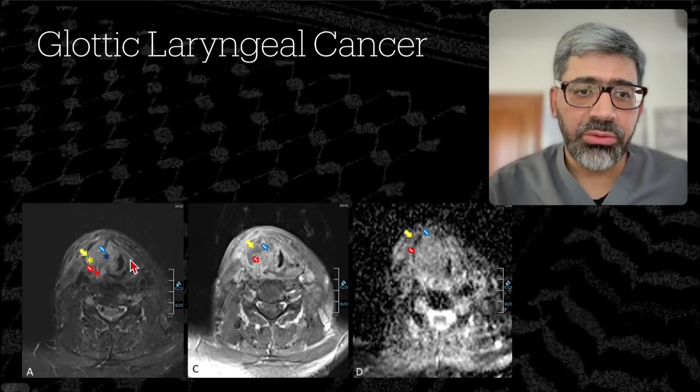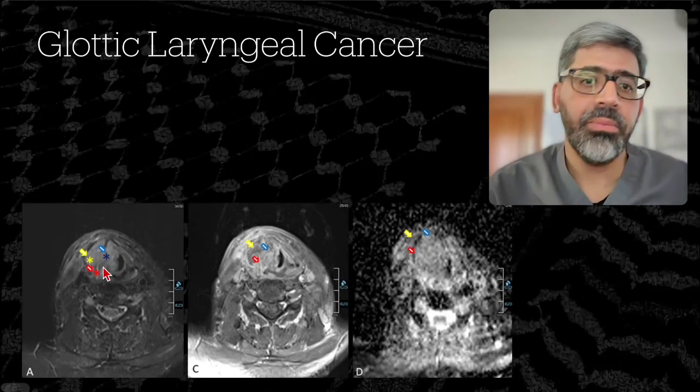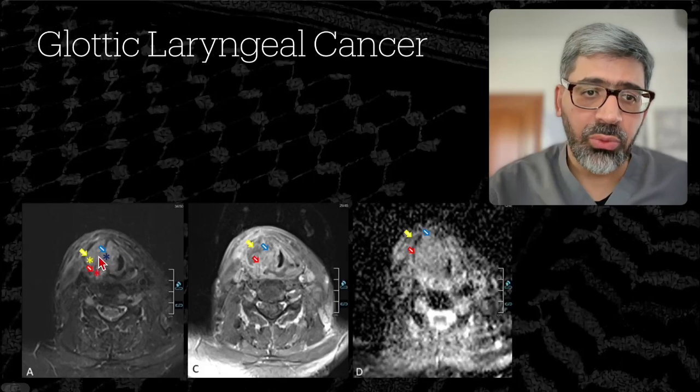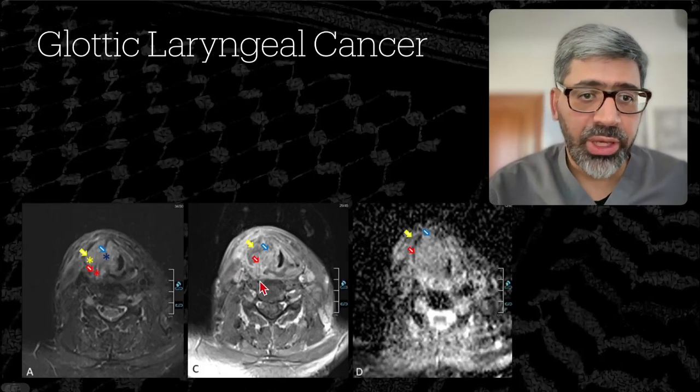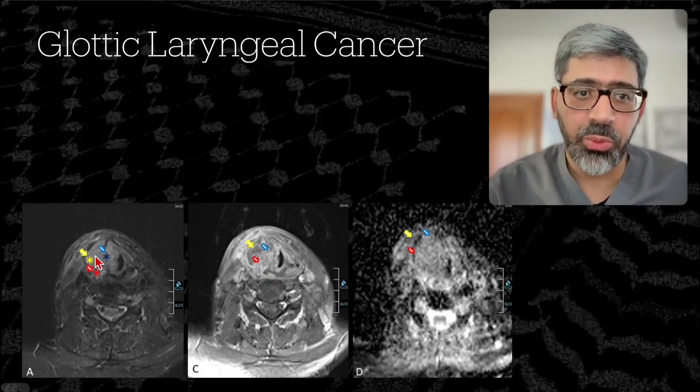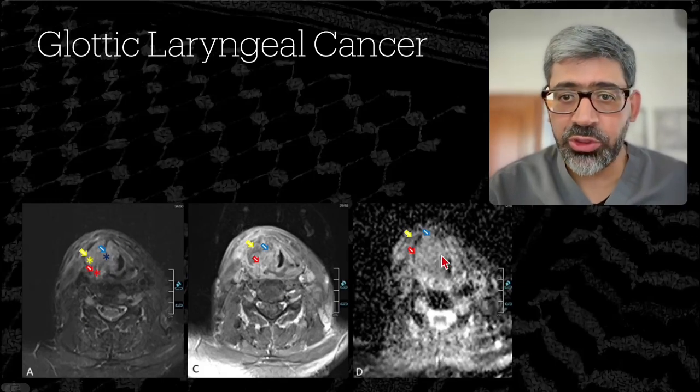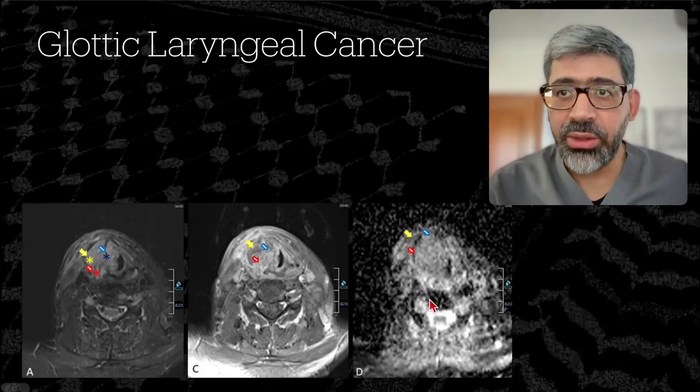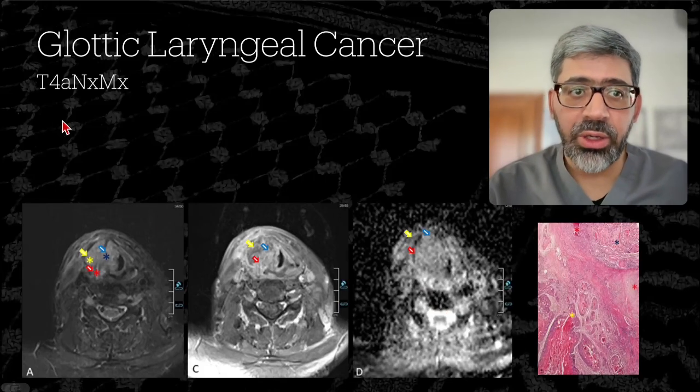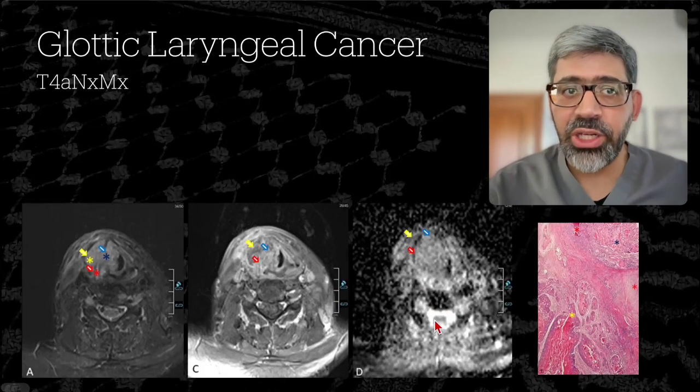Here's another case of right-sided laryngeal cancer where you see a lobulated glottic mass that invades through the right thyroid cartilage lamina with a sizable extralaryngeal component deep to the strap muscles. And you can clearly see how the extralaryngeal and laryngeal components of the mass have similar signal intensities on STIR, T1 post-contrast, and even diffusion. And this is a path-proven T4A glottic laryngeal cancer.